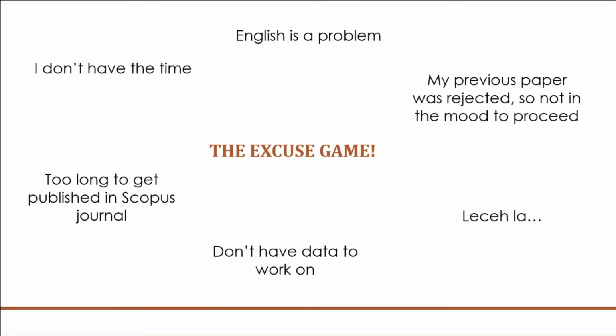It's too long to get published in Scopus, which is true. Mostly high impact journals will take some time for you to get published. If your paper can be published in 1 month after you submit, that is usually a predatory journal, because pay, publish. But usually the range is about 6 months to 1 year. That is quite common, 6 months to 1 year.